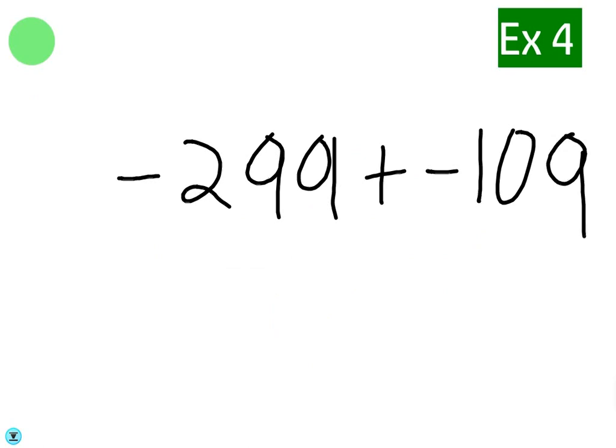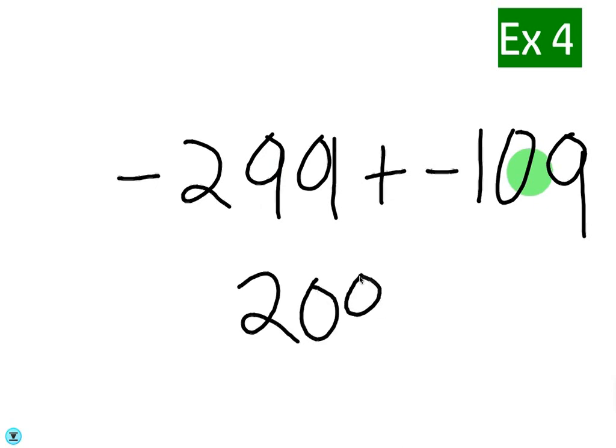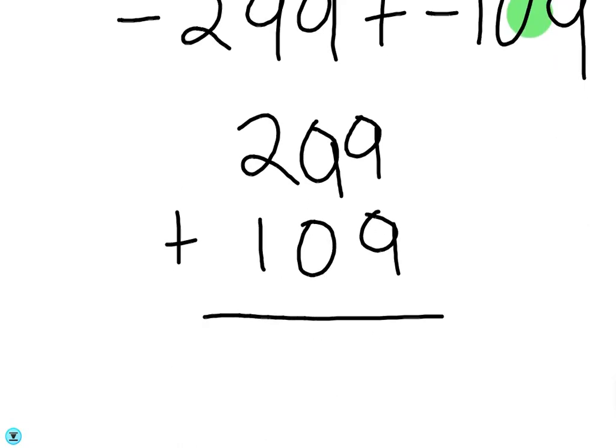Okay, we're adding two negatives, so let's add the positives first, 299 and 109. For this one, I'm going to go ahead and actually do this. 299 plus 109. I'm going to add the positives, and whatever answer I get here, since I'm adding two negatives, I know my answer is going to be negative. So let's go ahead and do it. 9 plus 9 is 18.